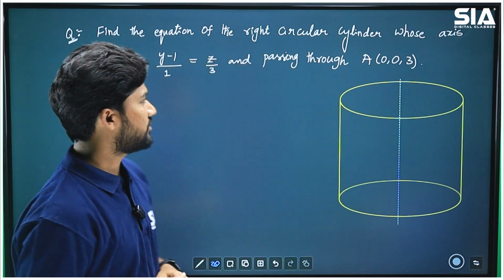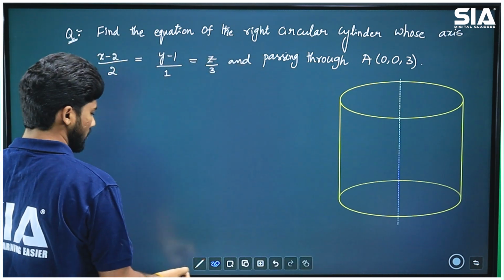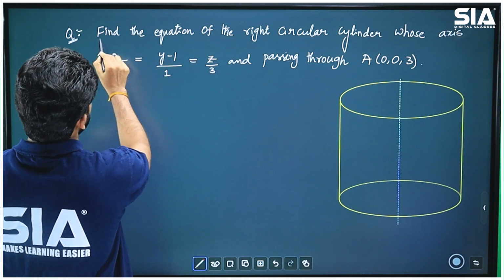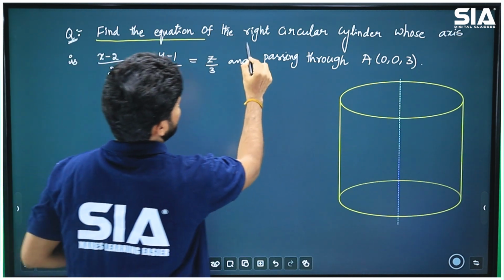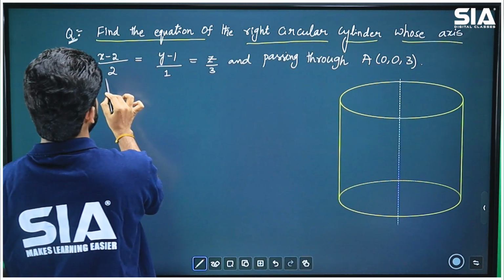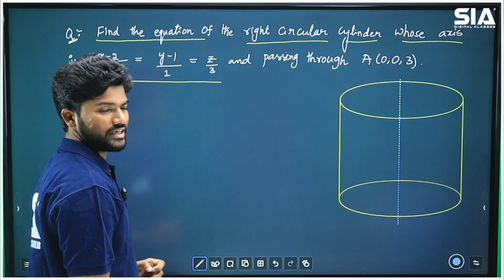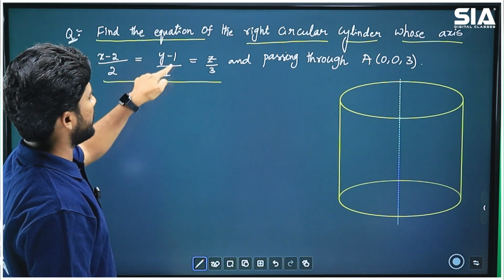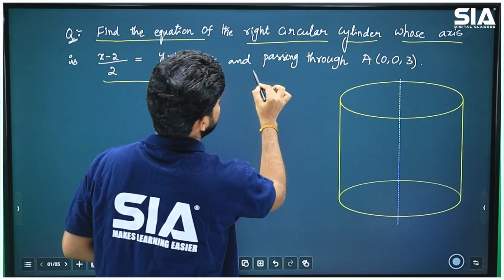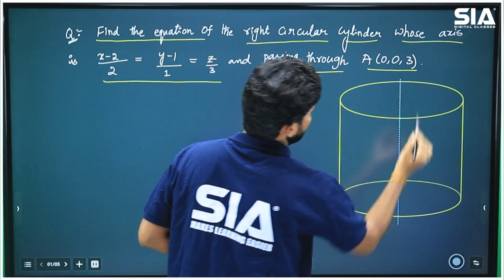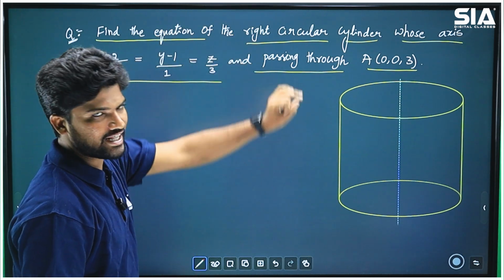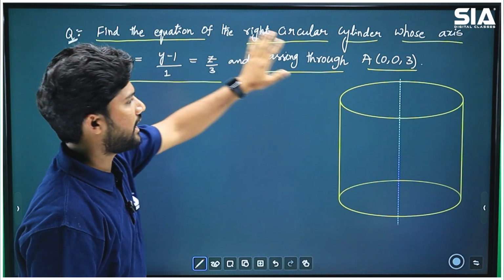So now in this lecture, we are going to discuss one of the important problems, especially a long answer question. First of all, observe the given question. Find the equation of the right circular cylinder whose axis is the given line. This is the axis of the cylinder: (x minus 2)/2 equal to (y minus 1)/1 is equal to z by 3. And the required right circular cylinder is passing through one point, capital A is equal to (0, 0, 3). So now we have to find the right circular cylinder equation with the help of the line and one point.